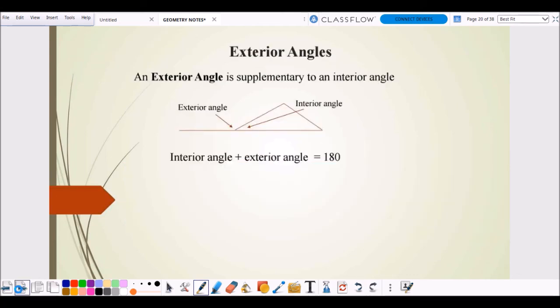Exterior angles, so some things to think about. An exterior angle plus the interior angle always equal 180, which we've already done a few of. So that'll always equal 180. Exterior angles are on the outside.